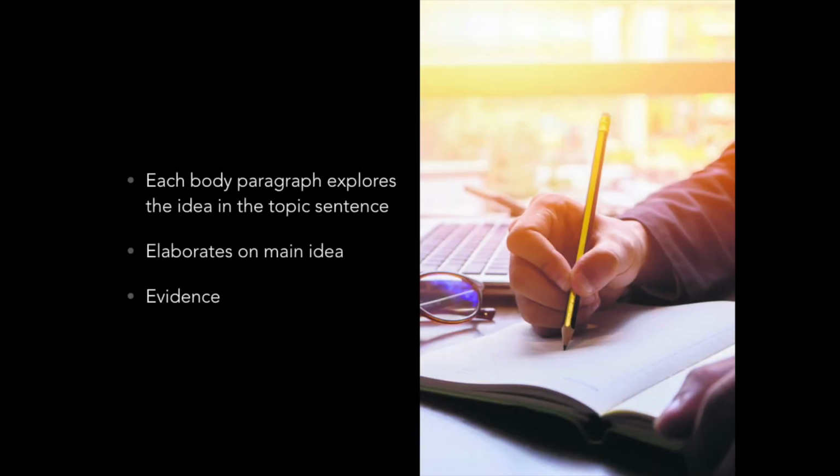Each body paragraph explores the idea set out in its topic sentence, elaborating on the main idea and bringing in evidence to back up the assertions you're making. Exactly what you're using for evidence depends on the topic you're writing on. Each humanities subject will have its own view on what should be used as evidence and how you should use it. But generally, evidence can be a primary text, a secondary text like a scholarly article, or evidence in the form of statistics or graphs.